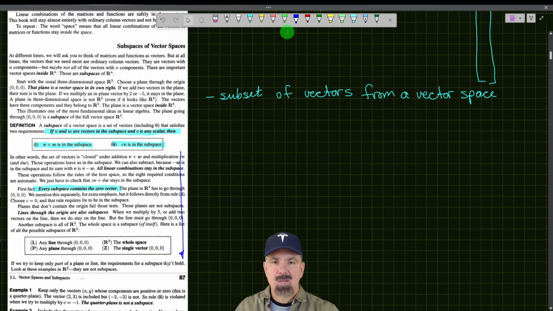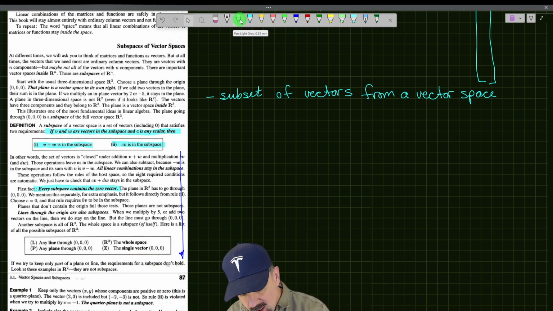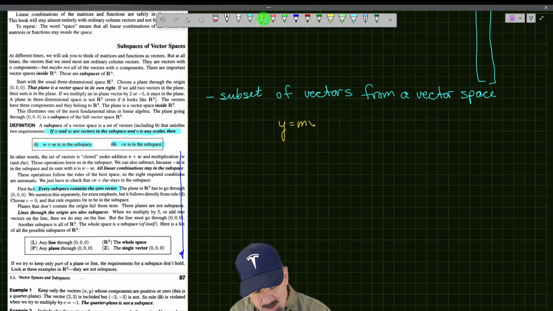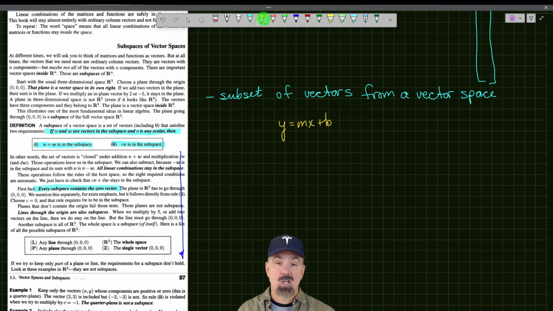And this means that the idea of a linear function, when you think about a linear function, you think about a line. You think about y equals mx plus b. Well, it turns out that that's not a linear function by the definition of linear functions unless b is 0. Remember, in my vector space, I have to go through the origin. I have to include the 0 vector, however that's defined.